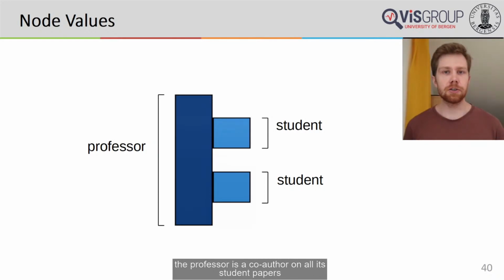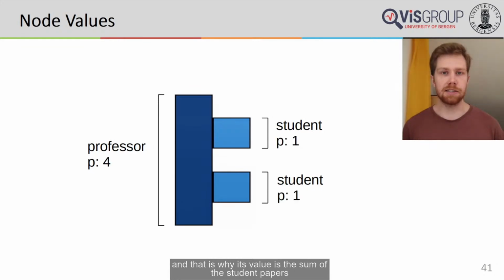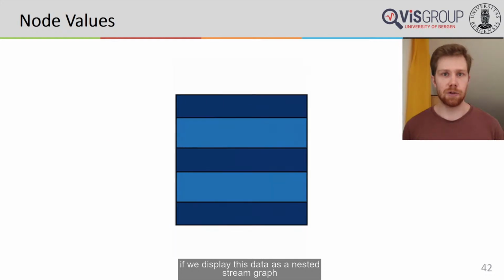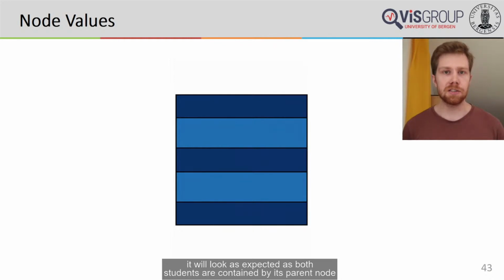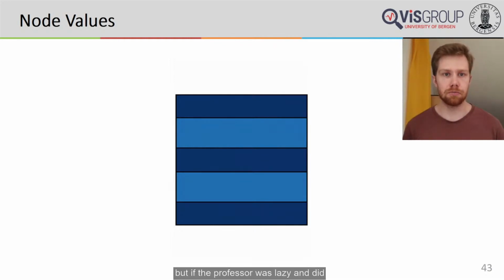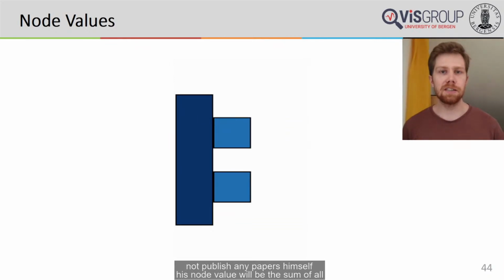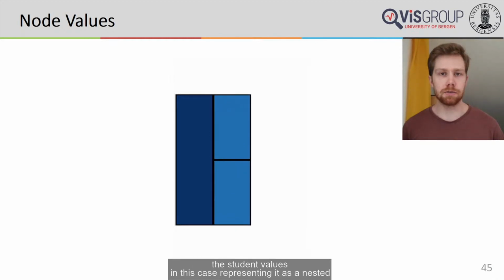The professor is a co-author on all its student papers, and that is why its value is the sum of the student papers plus the papers that the professor wrote himself. If we display this data as a nested stream graph, it will look as expected, as both students are contained by its parent node. But if the professor was lazy and did not publish any papers himself, his node value will be the sum of all the student values.